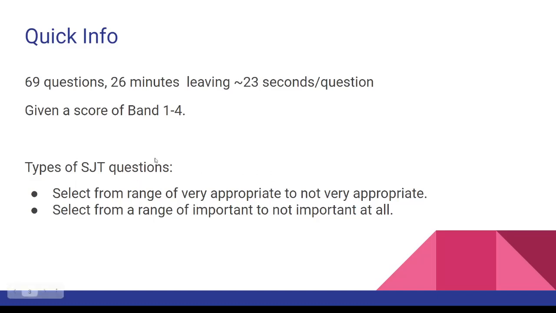There are two types of SJT questions. One is selecting from a range of very appropriate to not very appropriate, and then not very appropriate to inappropriate. And then it's the same with the range of important to not important at all, but the scenarios will be quite different to each other.